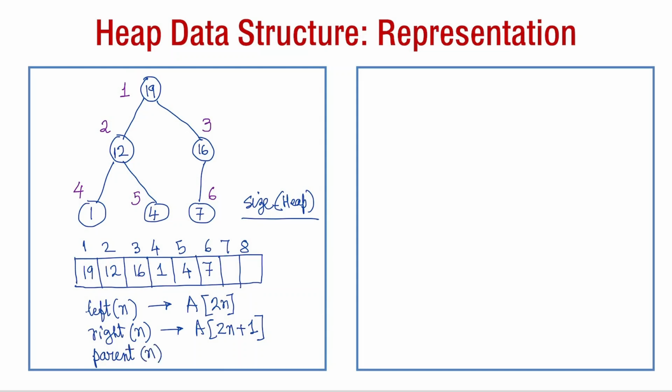A parent of n can be obtained from A n by 2 floor. Suppose I want the parent of the node at index 5, whose value is 4, then 5 by 2, the floor of that is index 2, and therefore the parent is the node 2, whose value is 12. So by this simple and very compact representation of the heap, we are able to obtain all the properties of the heap.